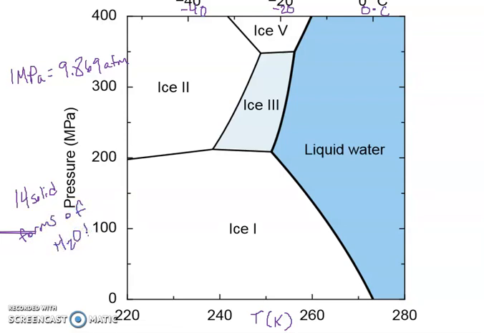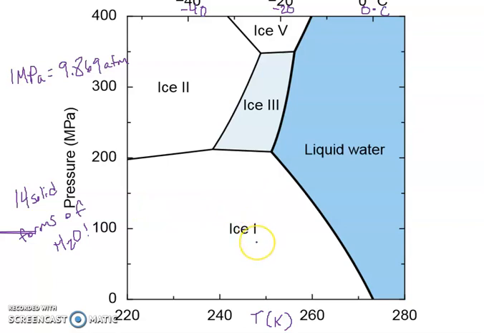which is kind of crazy, right? There's 14 different types of ice. This one has ice 1, 2, 3, and 5 in it, but these different ones have different structures to them. They have slightly different looks to them, and they exist under slightly different conditions.